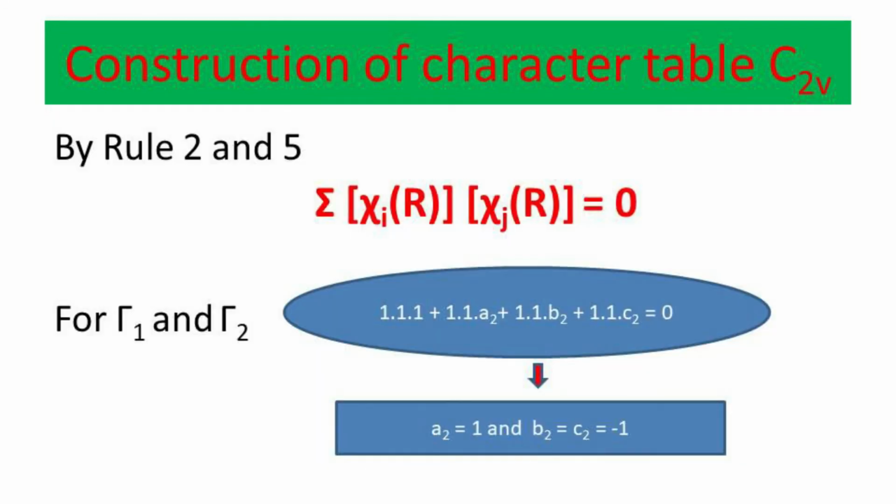Here also I want you to consider rule number 5 in accordance with rule number 2. So the summation of multiplications, how can I represent? 1 into 1 into 1. The first one is the order of a class, the second one is the character for gamma 1, and the third one is the character for gamma 2 with identity as the operation. Plus 1 into 1 into a2: the first one is the order of the class, the second is the character for gamma 1 for the C2 operation, and a2 is the character of gamma 2 related to the C2 operation. Plus 1 into 1 into b2 plus 1 into 1 into c2 is equal to 0.